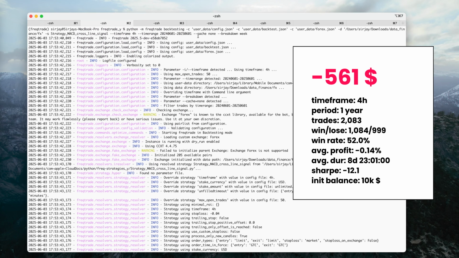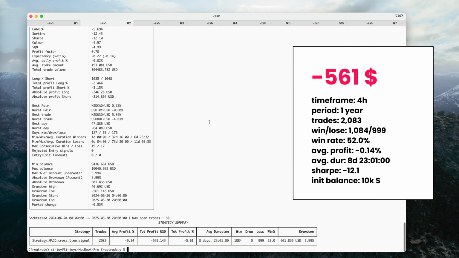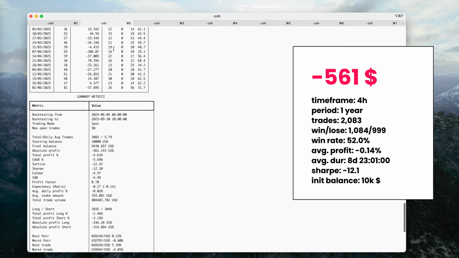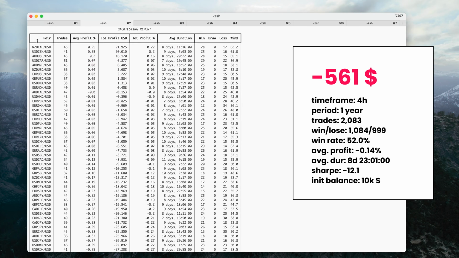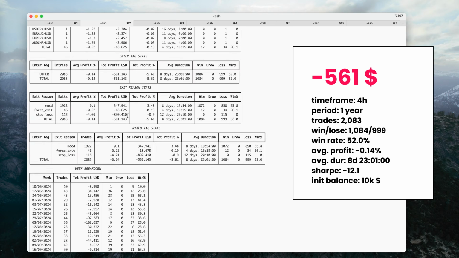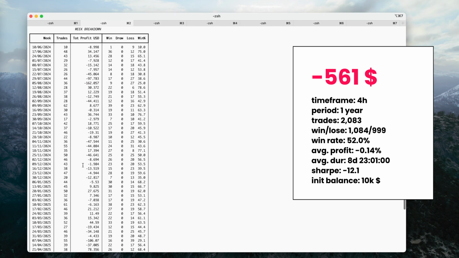Now 4 hours time frame for the last 1 year. Total profit is minus $561. Win rate 52%. Both long and short we get negative values. Sharpe also minus 12, negative. The best pairs are here, and going down obviously mostly negative values.